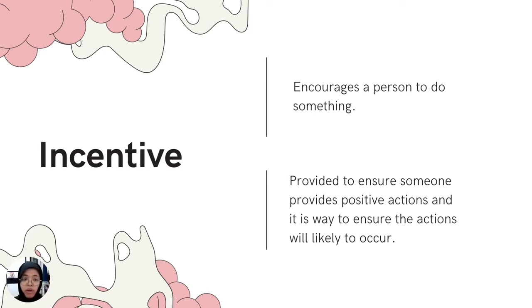Based on Albert Bandura, he stated in his theory that there are two significant things that affect individuals, which are self-efficacy and reciprocal interaction. Incentive theory is one of the five things in his theory. Incentive is something provided to make sure that someone does an action or stops an action.